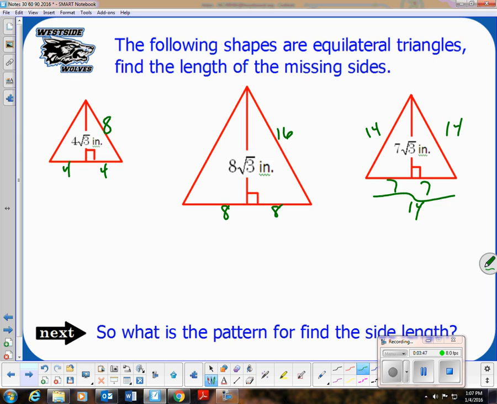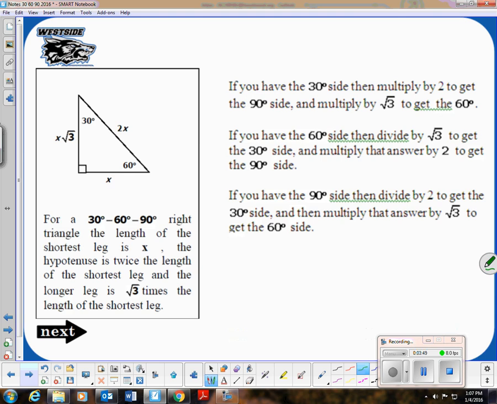So then here's our pattern. In a 30, 60, 90 right triangle, the length of the shortest leg. Now, how do we know the shortest leg? We know the shortest leg because it is across from the smallest angle. And so therefore the shortest leg is x. We always have to have the shortest leg, so you have to find that first. And then the hypotenuse, which is the easiest one to do, is double that shortest leg. So it's 2x, and we know the hypotenuse because it's across from the right angle. And finally, the longer leg is square root of 3 times the length of the shortest leg.